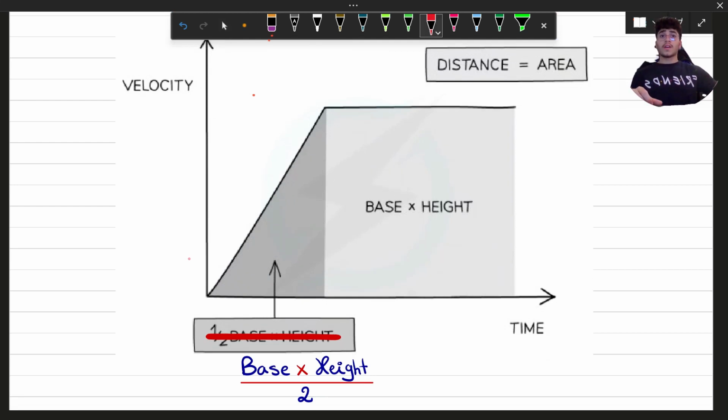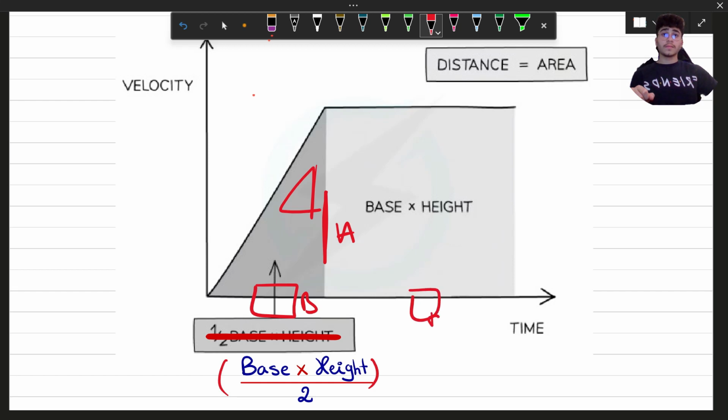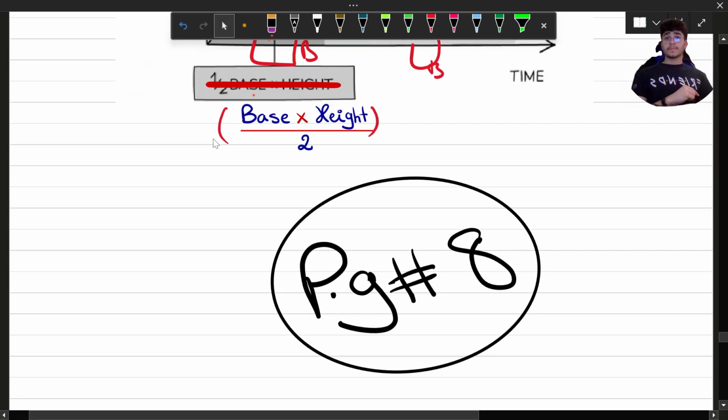So let's have a look here. This is a speed-time graph with velocity and time. For a triangle, the formula is base times height divided by 2. This would be the base. This would be the height. Base, height, divided by 2. For a rectangle, this is the base. This is the height. No, not divided by 2. Triangle divided by 2.